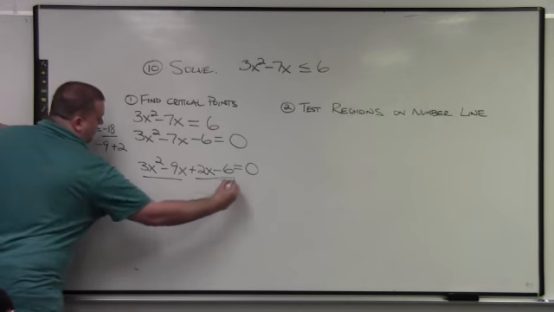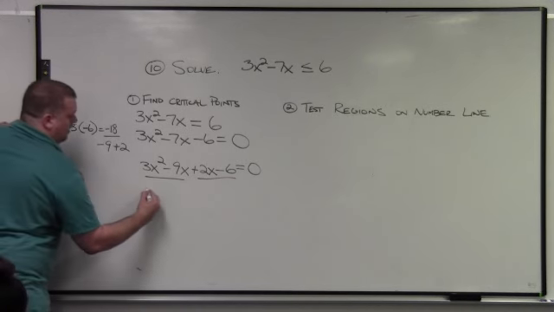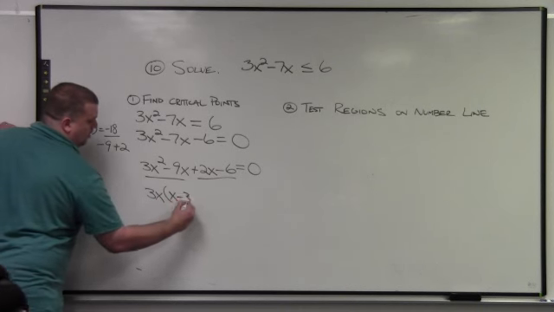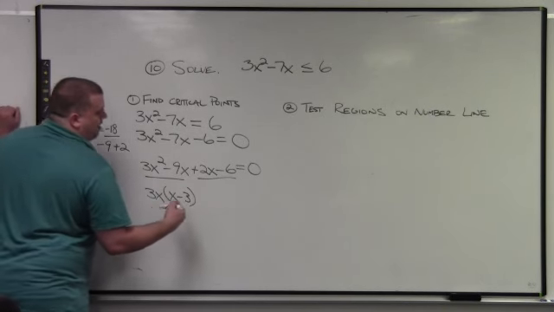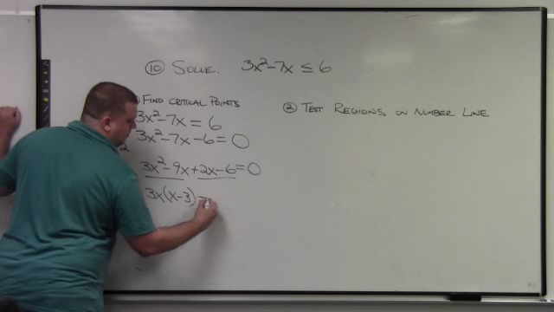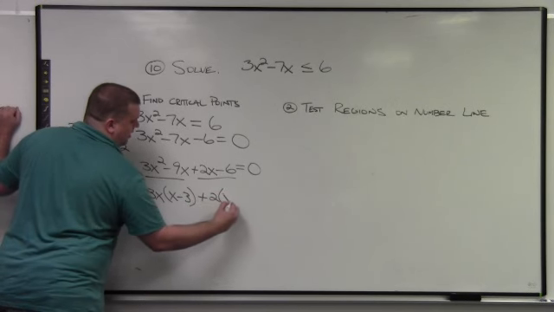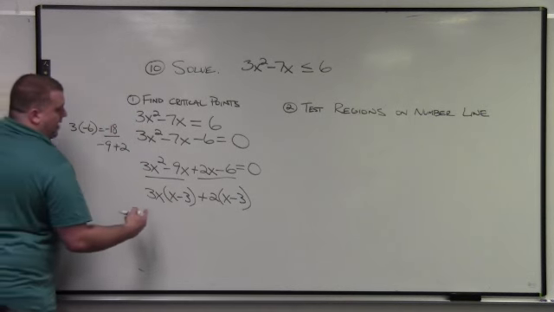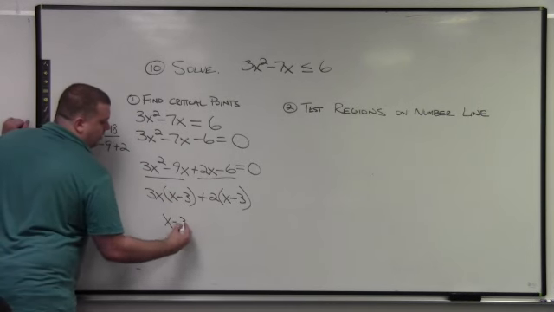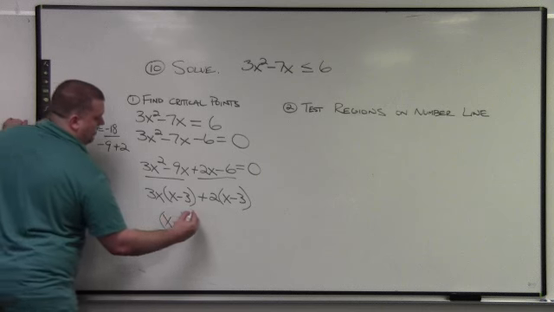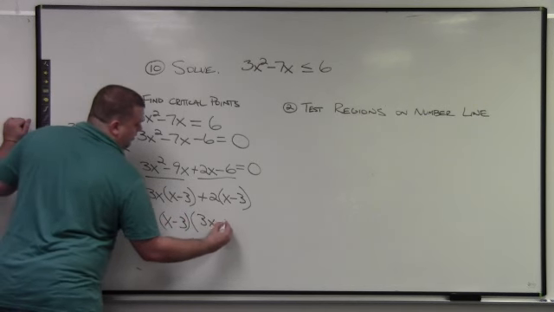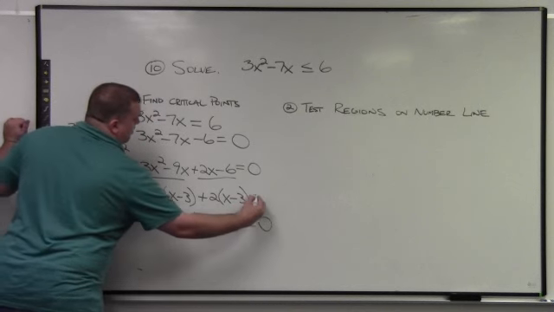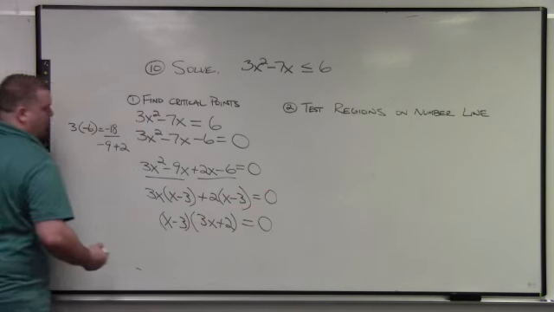What can I factor out of that first grouping? 3x. That leaves me with? X minus 3. Correct. What can I factor out of that second grouping? 2. And that leaves me with x minus 3. Always a good thing, they have to match. So x minus 3 is one of my factors. And 3x plus 2 is my other factor. Remember, this is still set equal to 0.